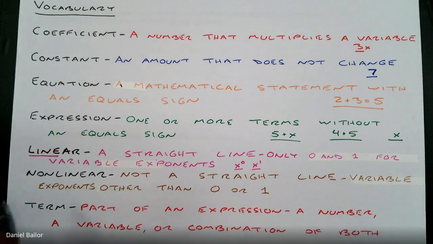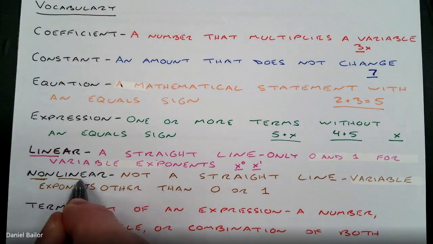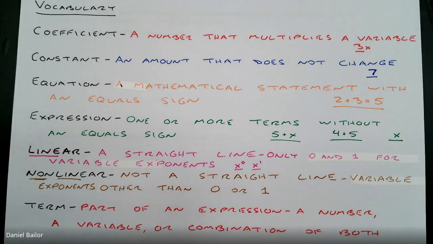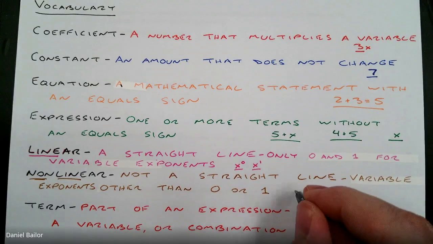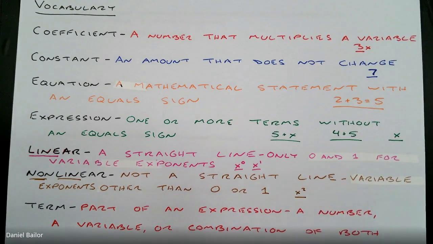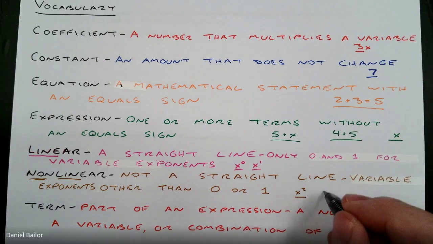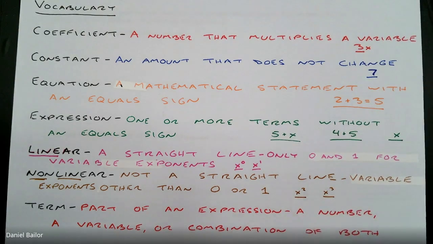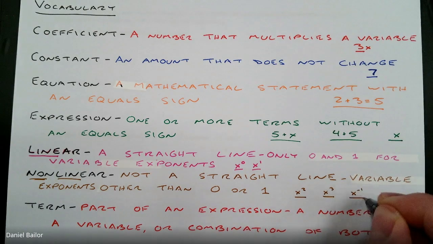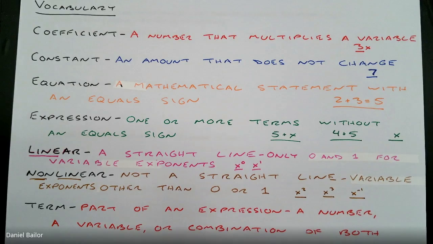Nonlinear means not lines. And you can tell just by looking at an equation if it makes a curved line, because it has something other than 0 or 1 for variable exponents. So you can see, like, x squared. X squared means nonlinear. X cubed means nonlinear because 3 is not 0 or 1. X to the negative 1 is nonlinear because linear means only 0 and 1.